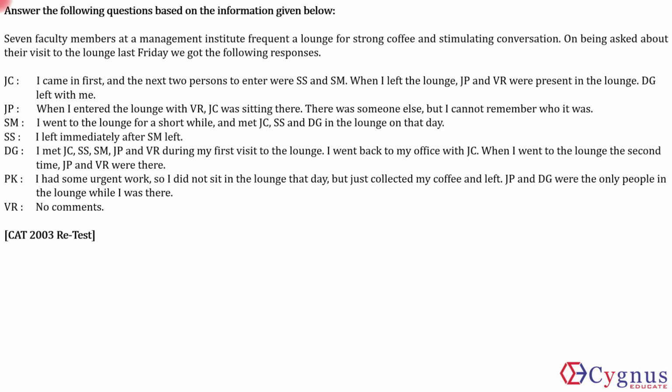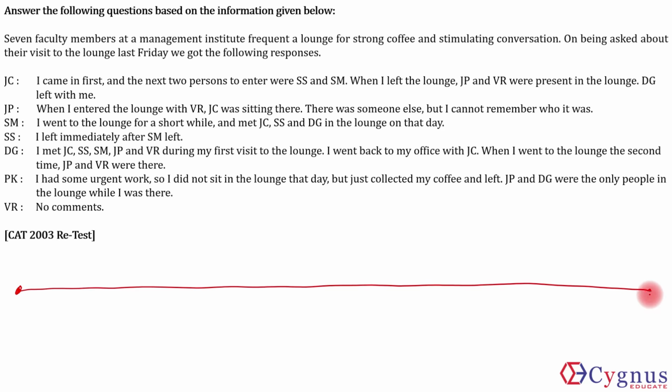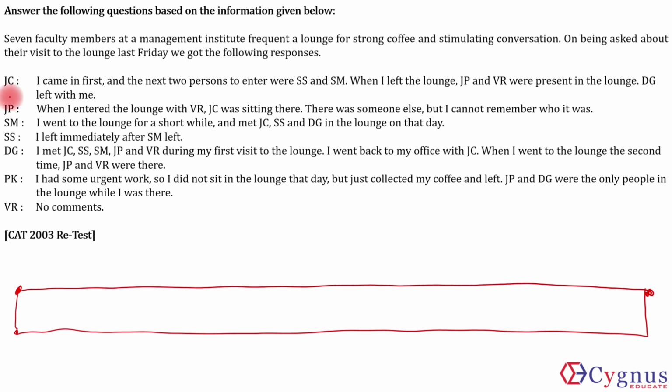Okay, so let's make a timeline sort of. This is the start and this is going to be the end, and let's look at these statements one by one. Okay, so let's start with JC first. What does JC say? I came in first. JC was the first one to enter. Okay, so JC came into the lounge first.